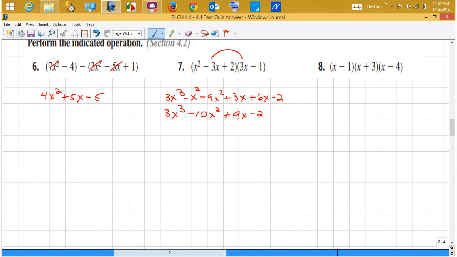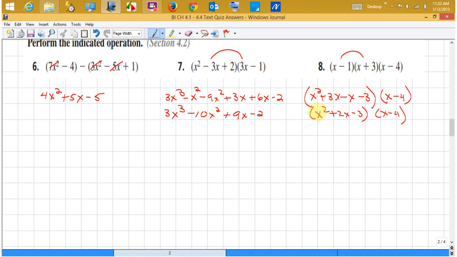Okay, let's do the last one. Now for the last one, we're going to multiply these two together, get an answer, and then multiply that answer by this x minus 4. So let's do FOIL. So x times x is x squared. X times 3 is plus 3x. Minus 1 times x is minus x, minus 3. And of course, all that is times x minus 4. Let's simplify this. X squared, 3x minus x, that's plus 2x, minus 3.